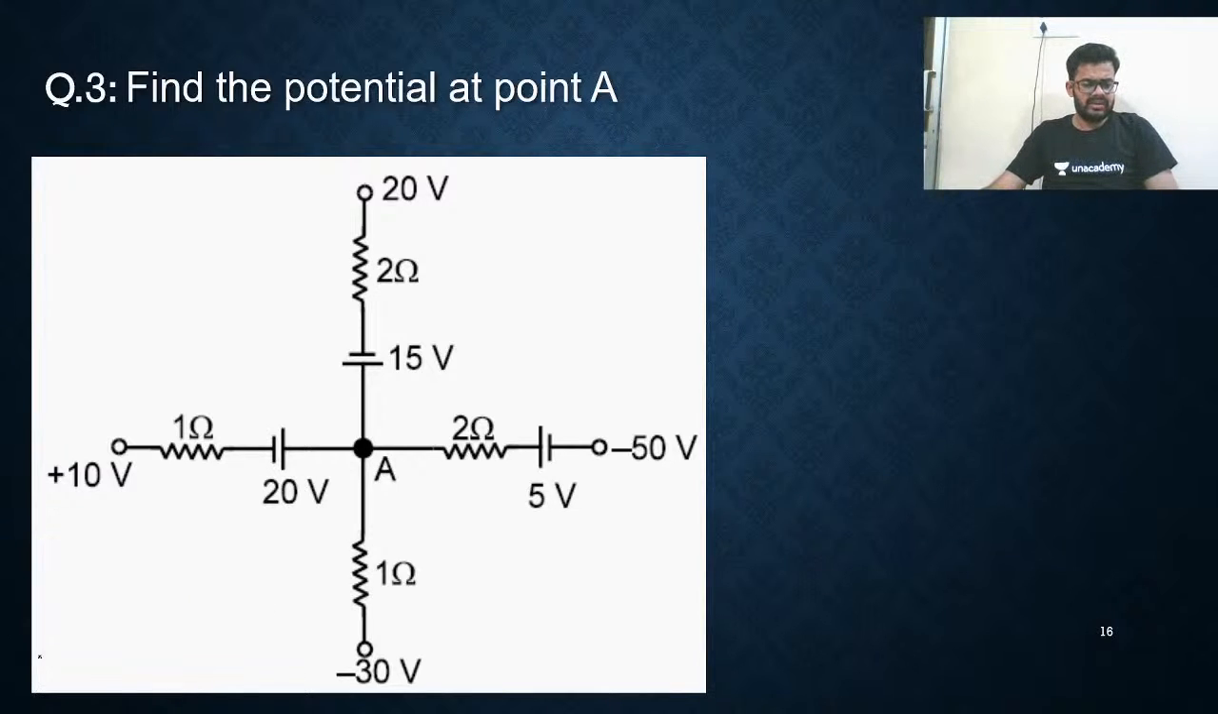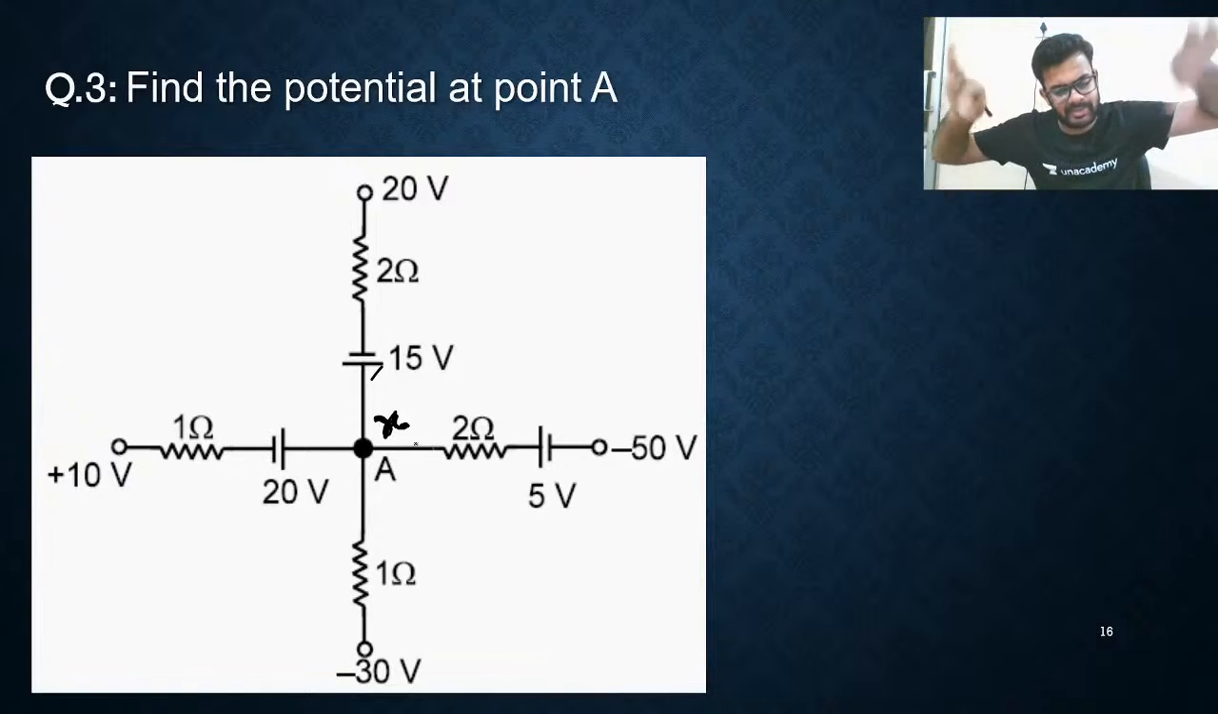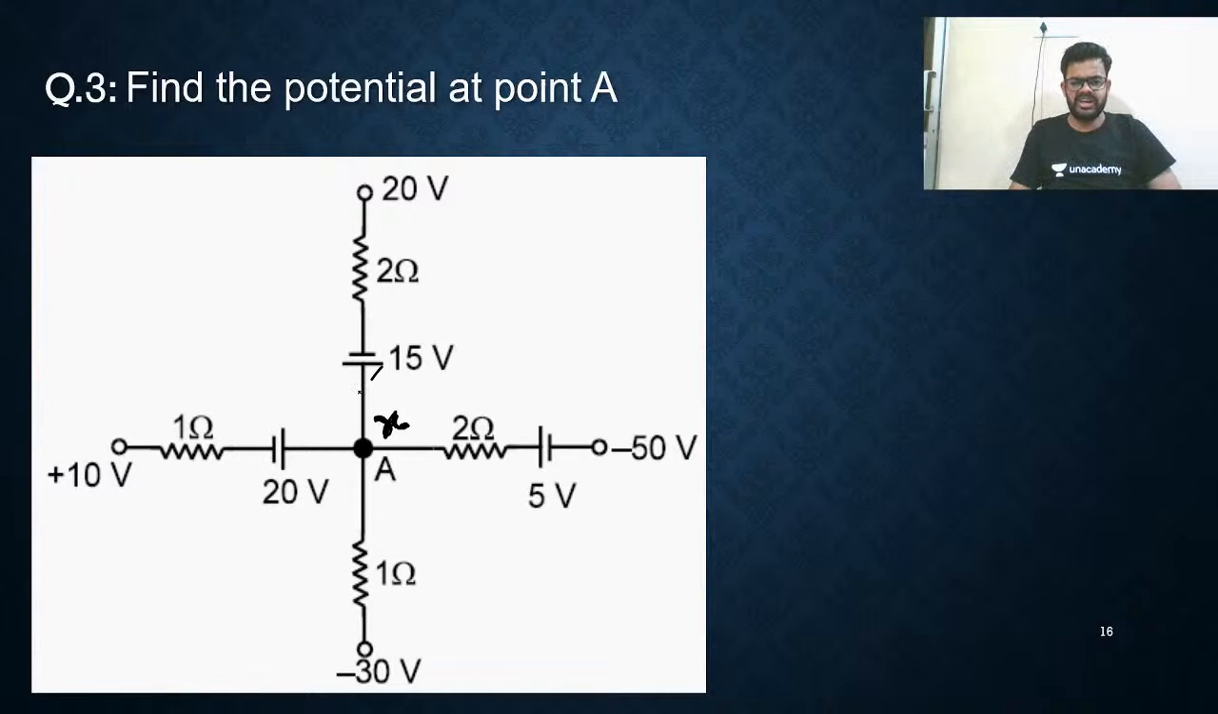Just consider it like this. Current is always flowing from higher to lower potential, right? So consider the potential at point A is X. I have considered this; I don't know which is higher and which is lower. So consider that in all branches current is going away from the center. You consider it like that. I have considered this is I1, this is I2, this is I3, and this is I4. No problem.